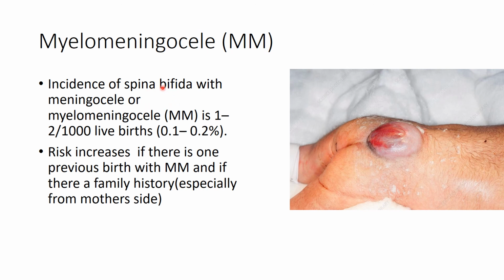So the incidence of spina bifida, either meningocele or myelomeningocele, is 1 to 2 per 1,000 live births. The risk increases if there is one previous birth with myelomeningocele and if there is a family history also, especially from the mother's side. For example, if you are in the clinic and the family has a family history from the mother's side of myelomeningocele, or the same family has a baby with a meningocele or a myelomeningocele, this incidence will increase.